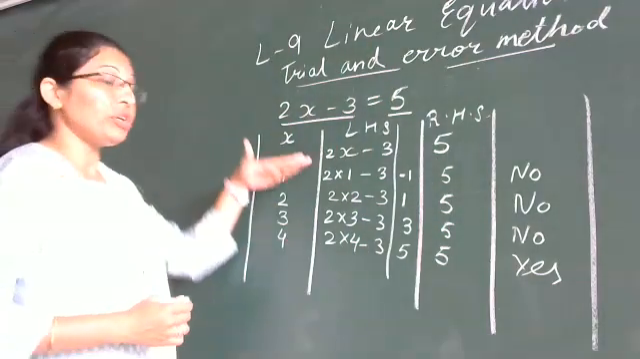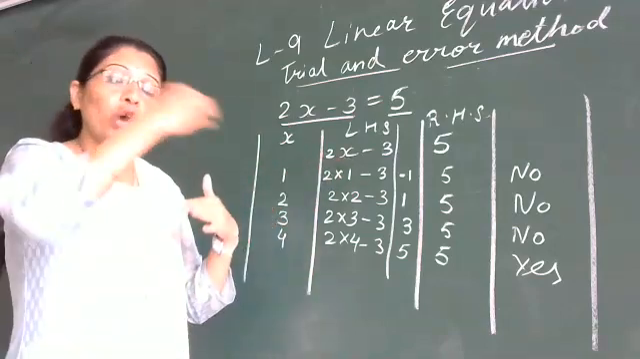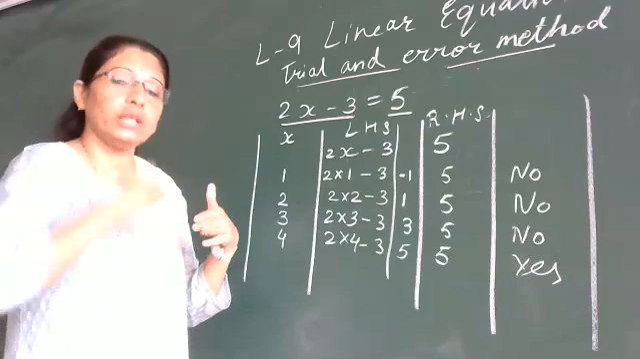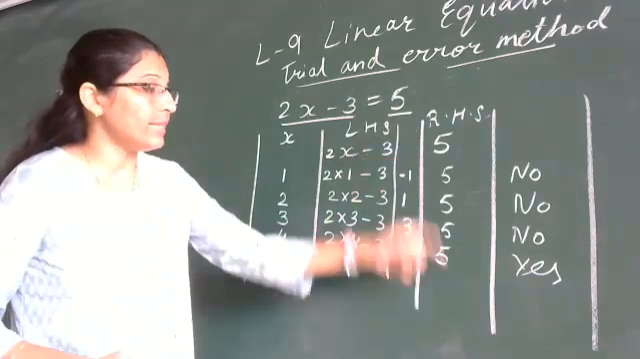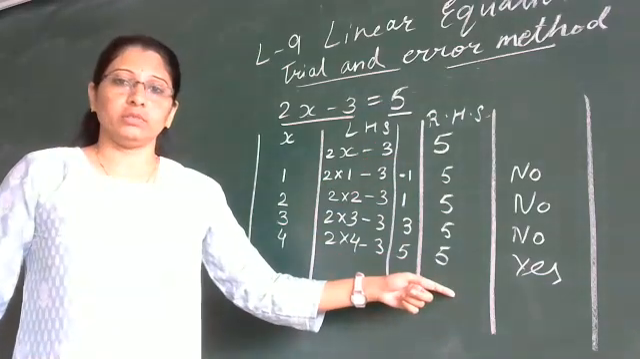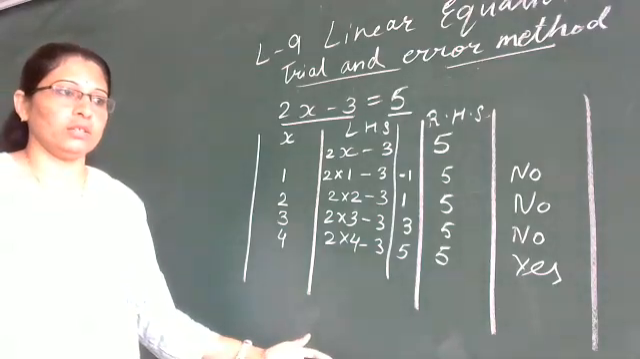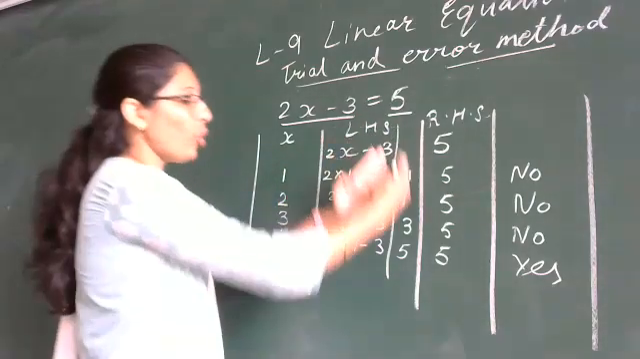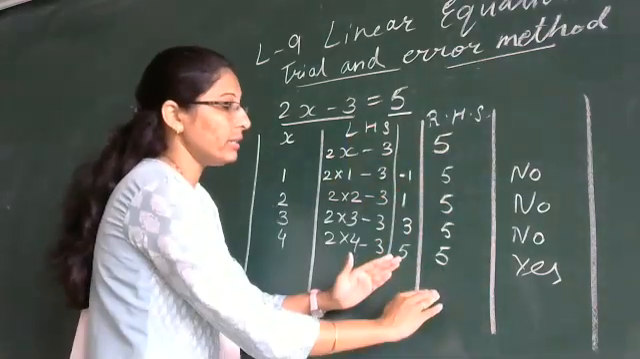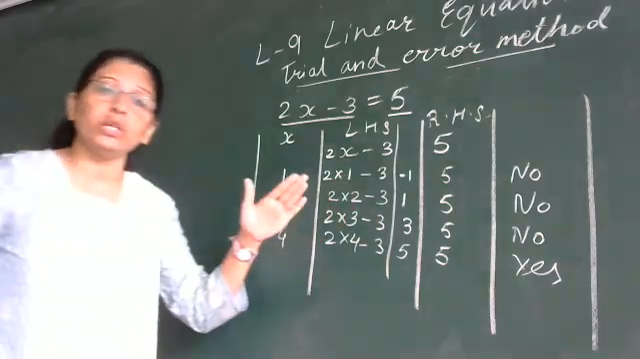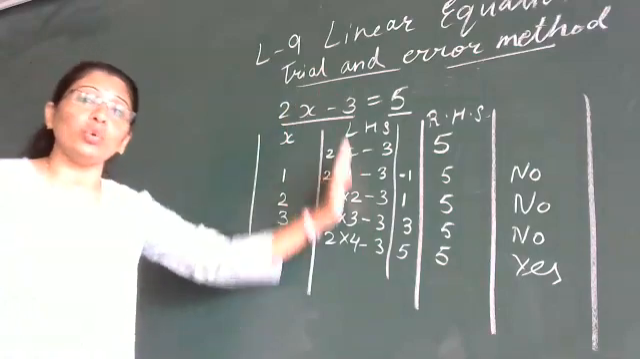It means we have to try all the natural numbers. Instead of x, we have to put 1, 2, 3, 4, all natural numbers, till we get LHS and RHS equal. So this is the trial and error method. Till we get both answers the same, we have to continue this. So this is a very long method.